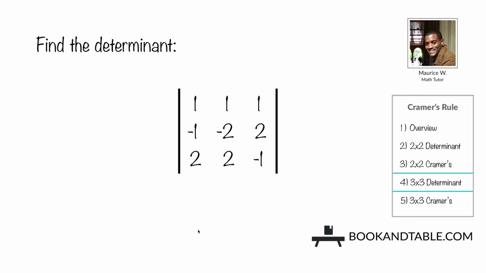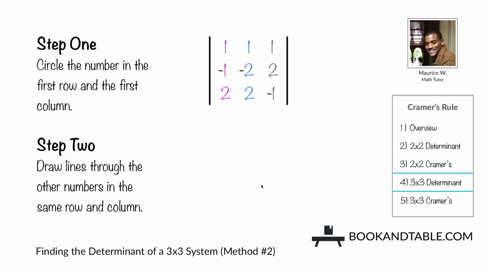So you'll be asked to find the determinant of a 3x3. Column 1 is positive 1, negative 1, and positive 2. Column 2 is positive 1, negative 2, and positive 2. Column 3 is positive 1, positive 2, and negative 1. This is the same example that we used for method number 1. So you'll see that we will wind up getting this same determinant at the end.